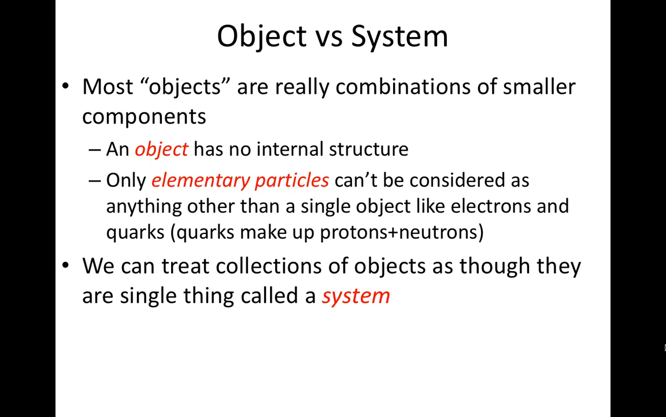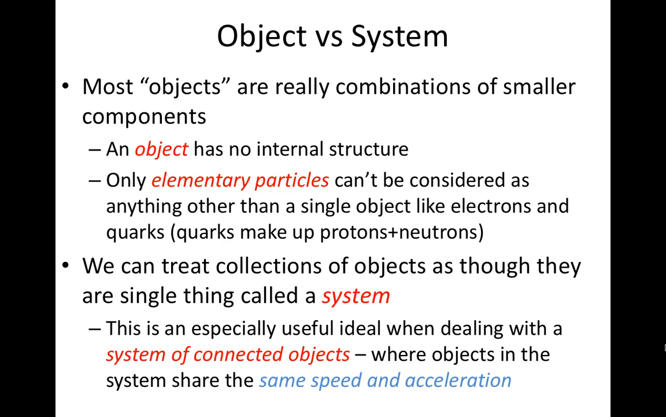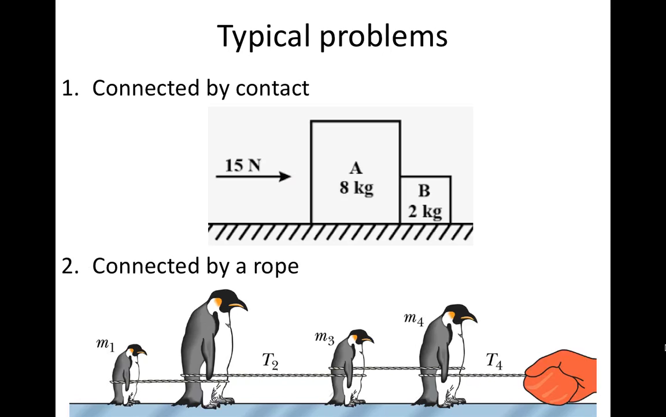But we can treat collections of objects as though they are a single thing, and we refer to that single thing as a system. And this is especially useful when we are concerned with a system of connected objects, where the objects are going to share the same speed and acceleration as they move. And these are two types of typical connected objects problems. The first type, you can see we have two boxes that are connected by contact. If they're pushed to the right, they're going to both move to the right with the same speed and acceleration. Or we can have objects like our four penguins here connected by a rope.